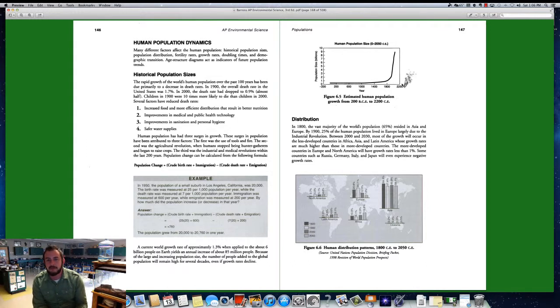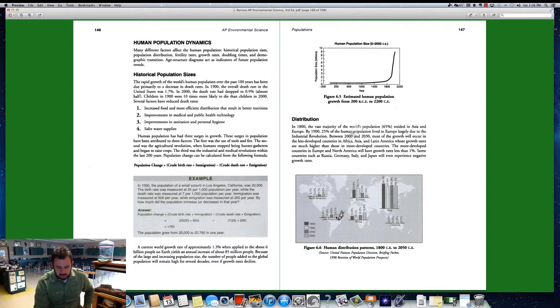Distribution-wise, in 1800, a vast majority of the world resided in Asia and Europe. By 1900, 25% of the human population lived in Europe, largely because of the Industrial Revolution. They were becoming more sophisticated in technology, and people moved that direction. But between 2000 and 2030, most of the growth will occur in less developed countries like those in Africa, Asia, and Latin America, whose growth rates remain much higher than the United States, a more developed country. The more developed countries in Europe and North America will have growth rates less than 1%, and some countries like Russia, Germany, and Italy will actually experience negative growth rates based on what their population looks like now.